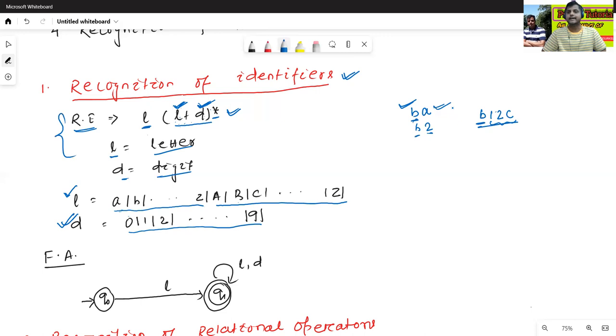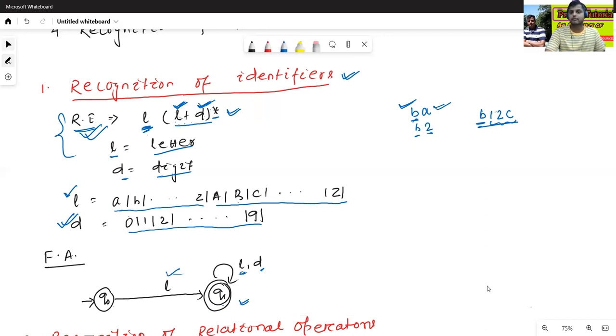Now we'll construct the finite automata or transition diagram for this given regular expression. How? This is Q0, then this is L, then Q1 is the final state, then this is L and D, any combination of L and D. The construction of finite automata is very simple. I will not discuss here how to construct the finite automata from a regular expression, I have already discussed it in the theory of computation classes. If you don't have any knowledge about how to convert a regular expression to finite automata, please watch that video. So this is all about the recognition of identifiers.